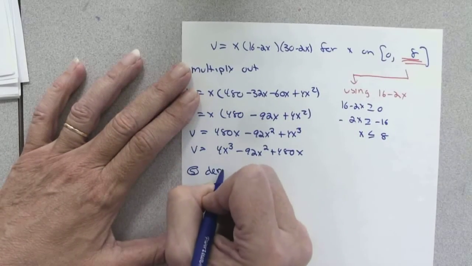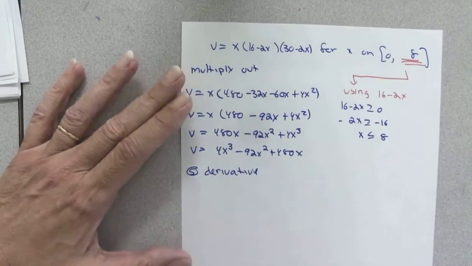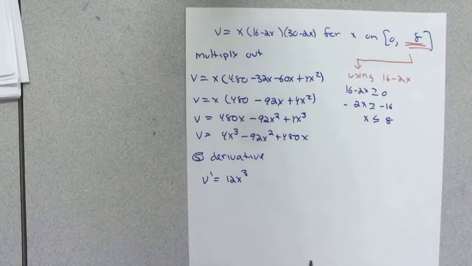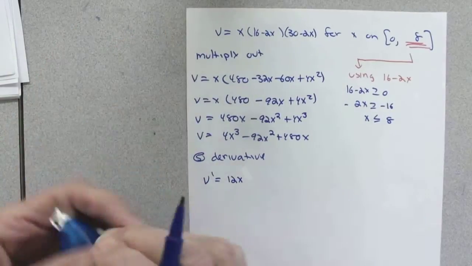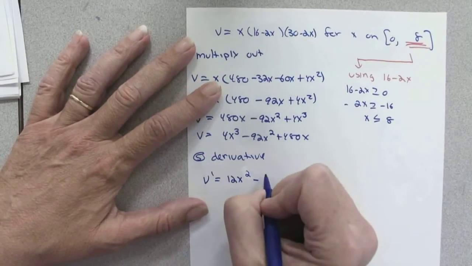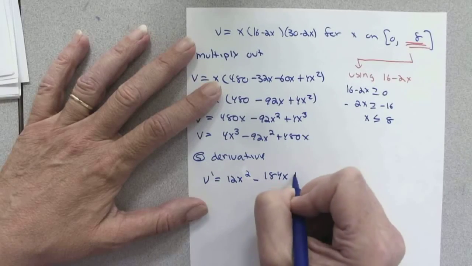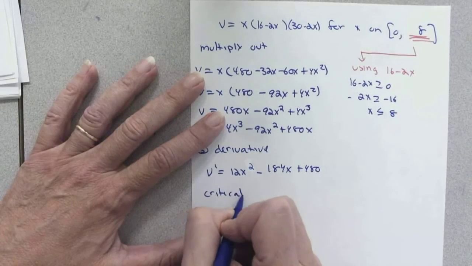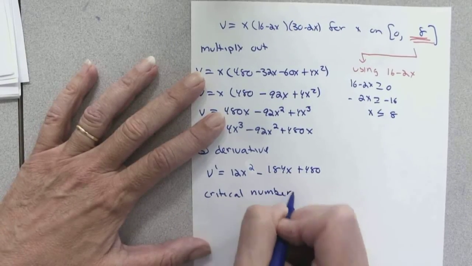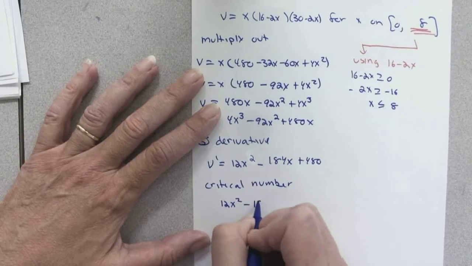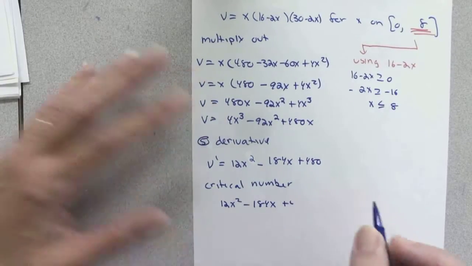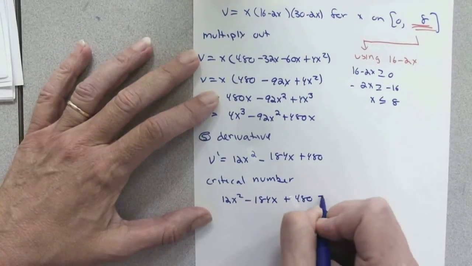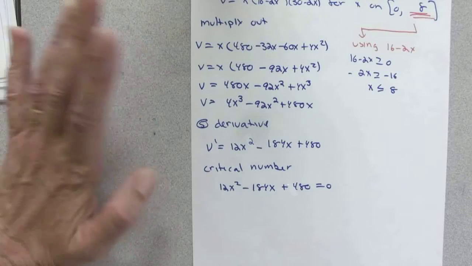Step 5, my derivative. And so v prime is 12x squared minus 184x plus 480. Critical number, 12x squared minus 184x plus 480 equals 0. And yep, we've got to solve that guy.